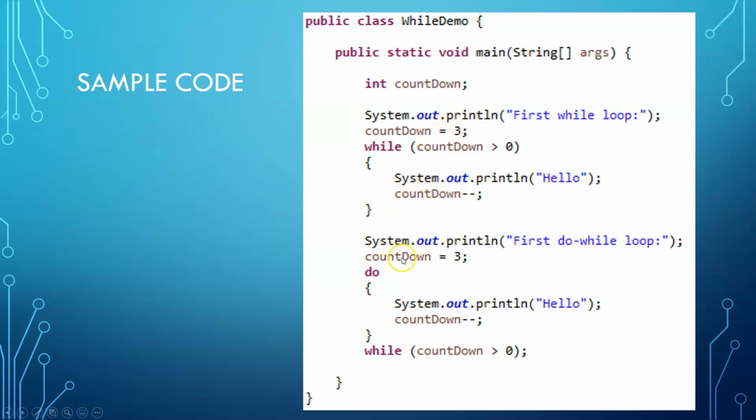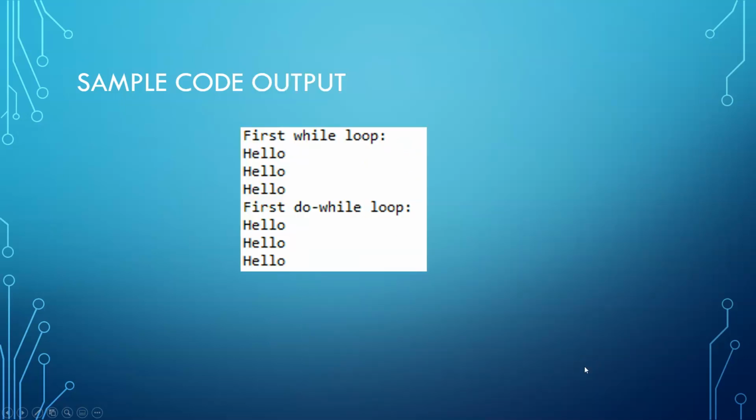Here we have a do while loop. And of course we have countdown set to 3 again. And of course, this is now print line hello, countdown minus minus, while countdown is greater than 0. If we look at these two loops, you can see that the outputs are pretty much the same. It's hello, hello, hello, then hello, hello, hello.